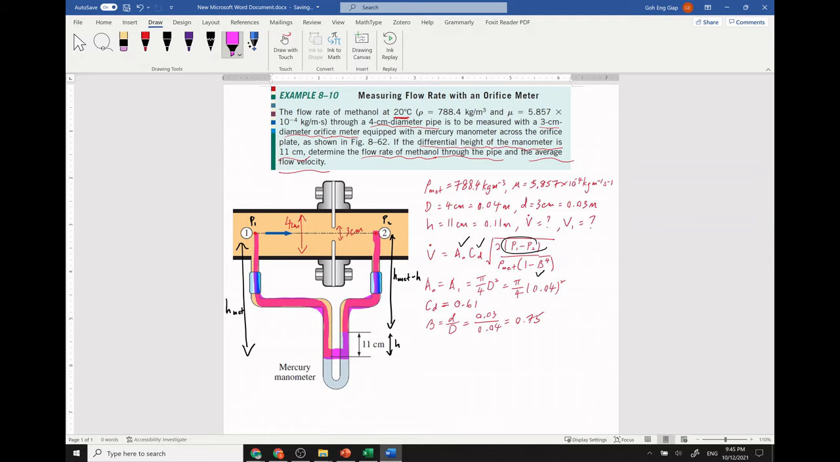Okay, we draw this line first, so this would guide us to derive the equation. So we start from pressure 1. Then the pressure going down should be positive, so it's plus. Okay, so we follow this line.